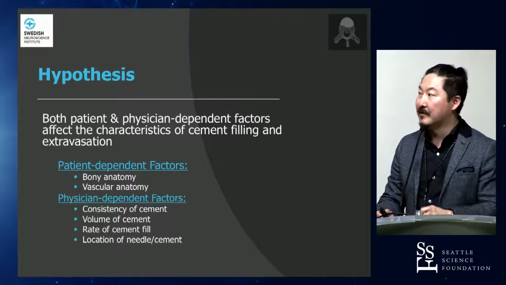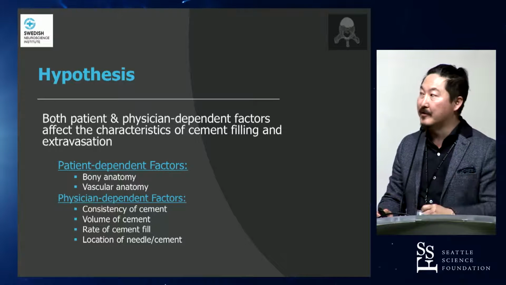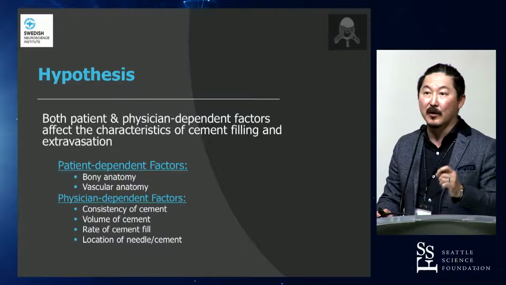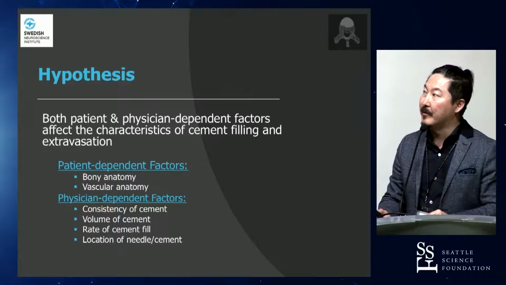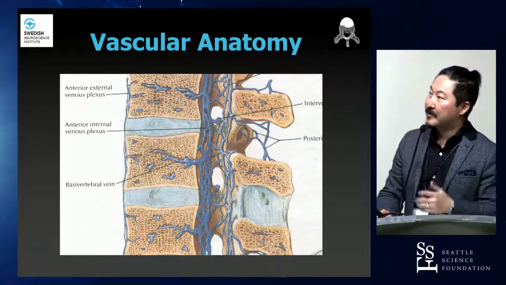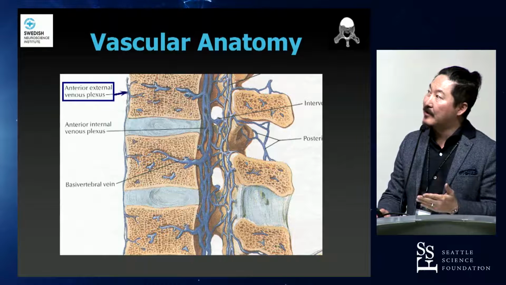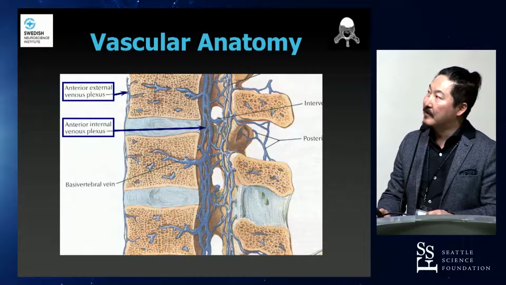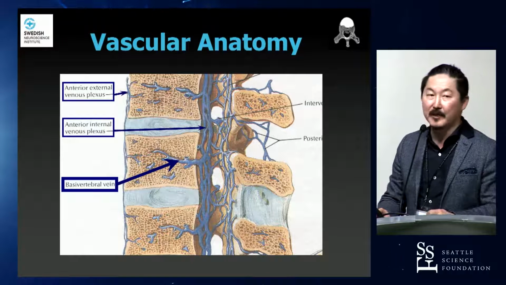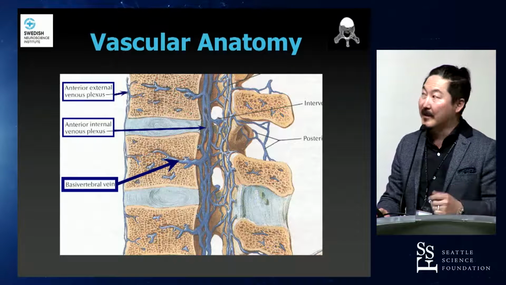We'll go over that in just a little bit, but that's how quickly the cement is introduced into the vertebral body. And then finally, it's the location of the needle at the time that the cement is introduced into the vertebral body. So this is just some basic anatomy, looking at the anterior external venous plexus and the anterior internal venous plexus. And it's this vein right here, the basivertebral vein, that really just pulls into the vertebral bodies from the canal itself.